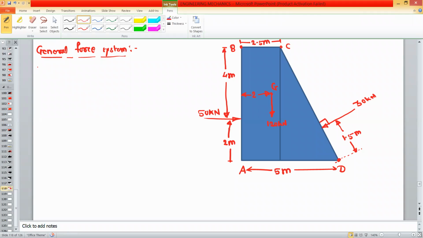So the question is, we have to find the R value. To find the R value, what are our steps? The first step is to resolve the forces.